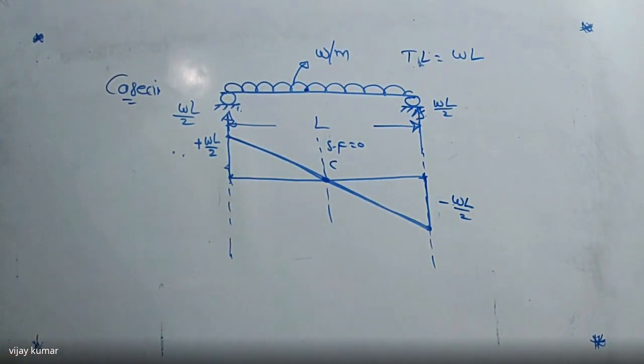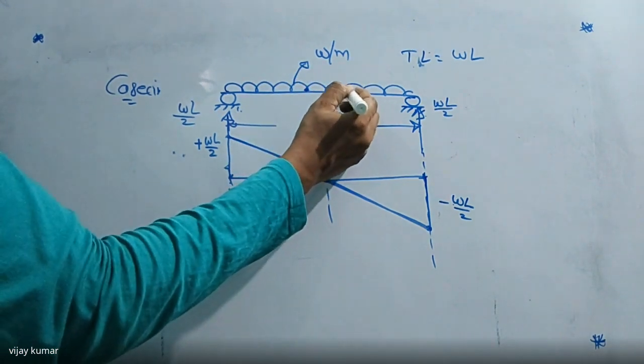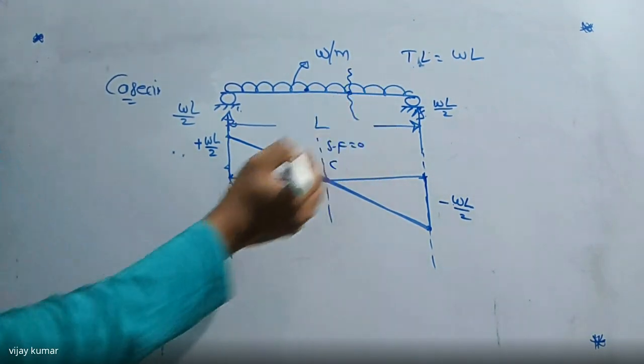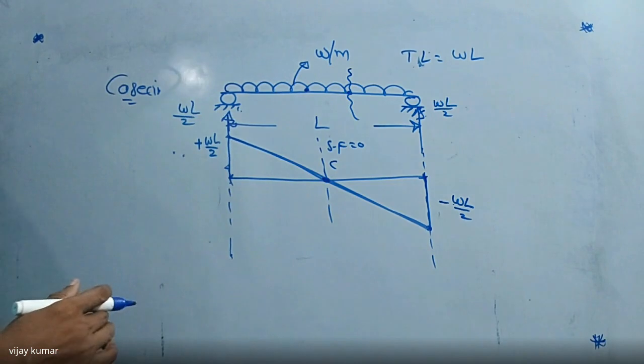I'll give the explanation. See this one. What is the procedure here? Generally, I am taking one point here. I'm going to cut the beam into two parts. Listen carefully.